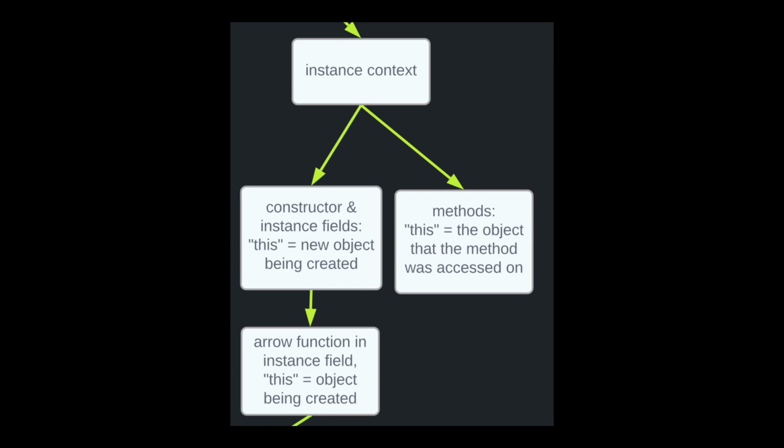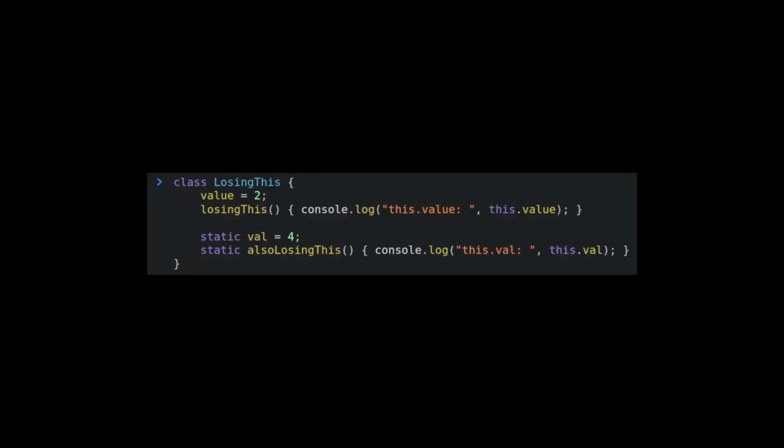Inside the constructor and instance field initializers, the value of this always refers to the object being created. In methods, this refers to the object that the method was accessed on. It is not always the object created. When it comes to methods, instance or static, we can lose the value of this if, for example, we copy it or pass it to a function.